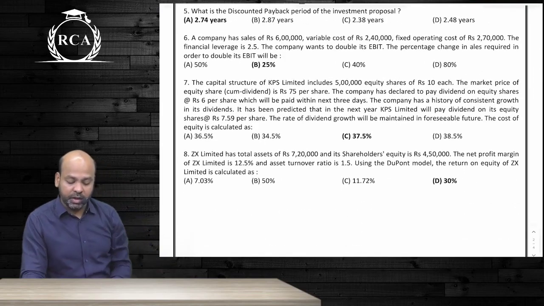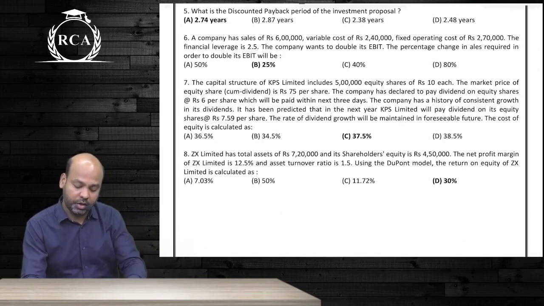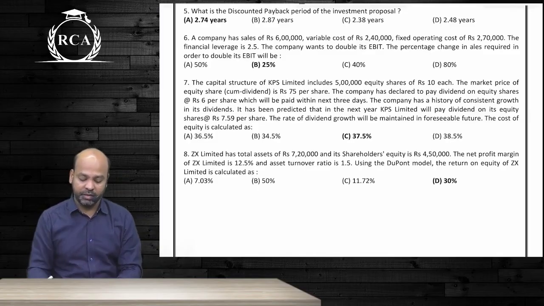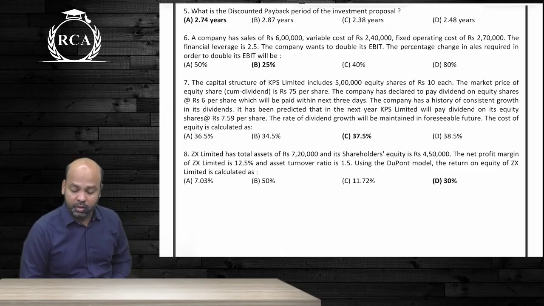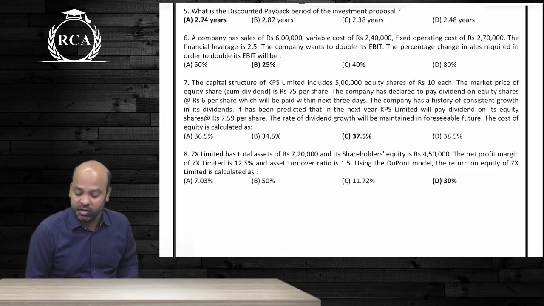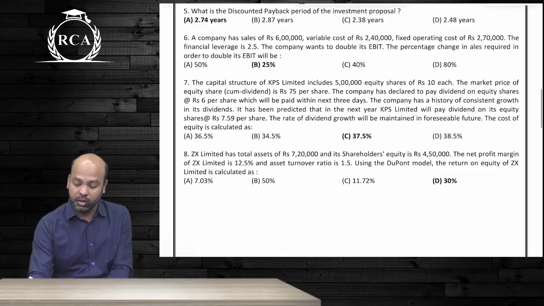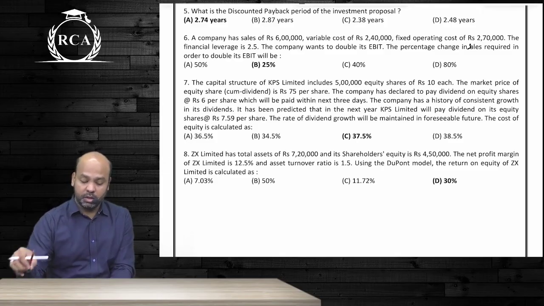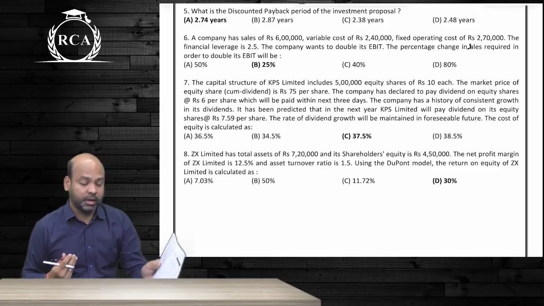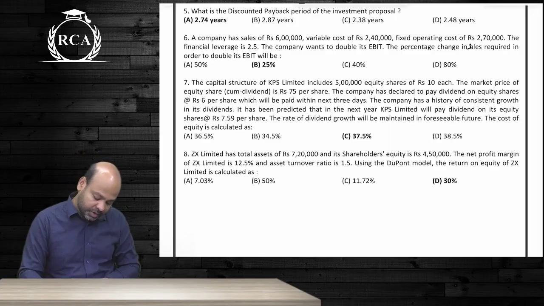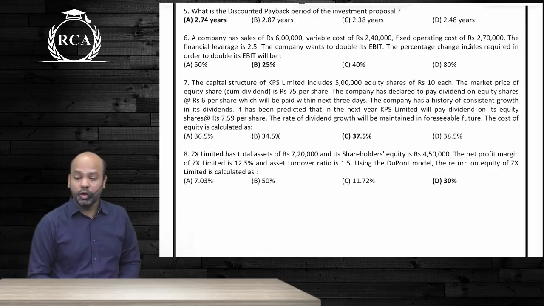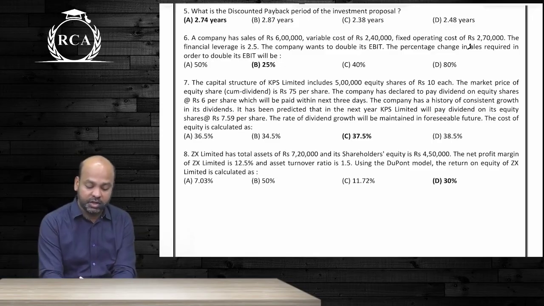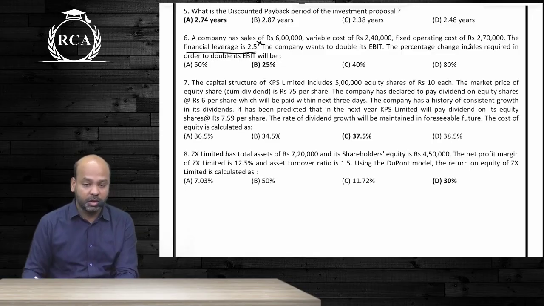A company has sales of 6 lakhs, variable cost of 2,40,000, fixed operating cost of 2,70,000, financial leverage is 2.5. The company wants to double down its EBIT, the percentage change in sales required in order to double its EBIT. Which leverage, guys, establishes a relation between change in operating profit and change in sales? Operating leverage. ये जो financial leverage दिया ना बेटा, time pass के लिए दिया, not relevant.